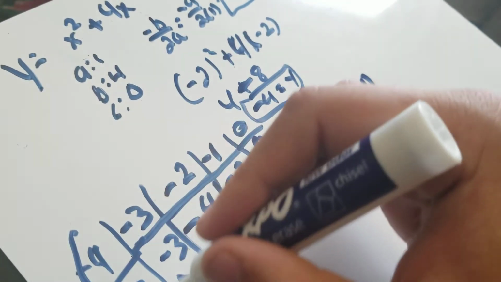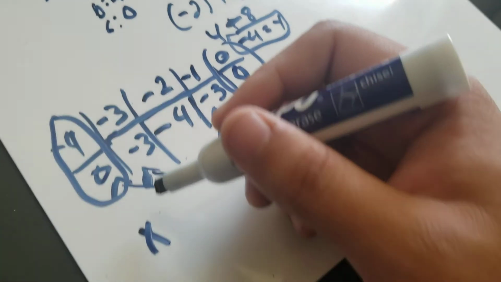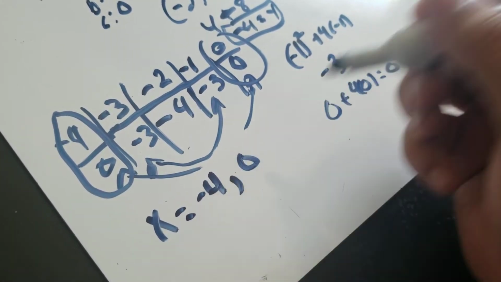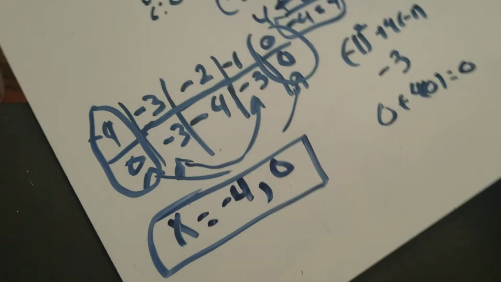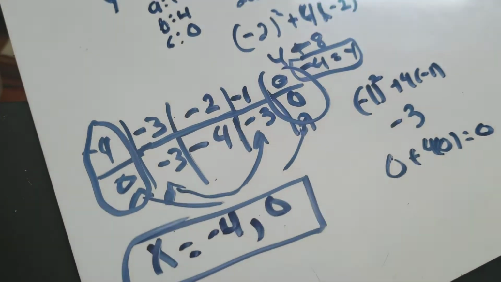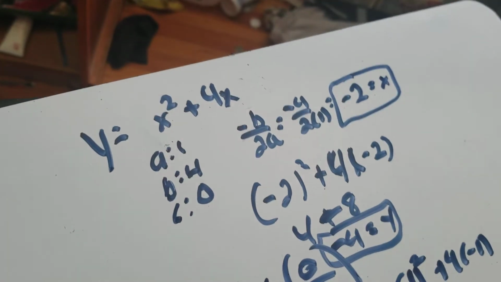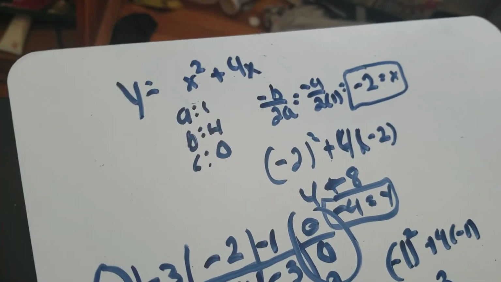At this point you can stop, and you know your solutions are at x equals negative 4 and at 0. So that's your final solution right there. Those are the solutions, or the roots, to the graph. Sorry for that. That was not an example I wanted to show, but it still works.